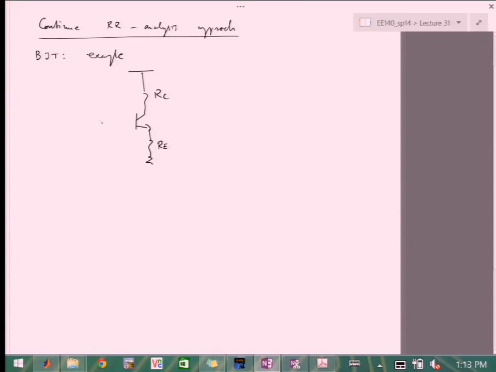So I'm going to draw a simplified example where I'm not showing the biasing network. Normally there will be some kind of biasing network over here, but we said those are going to be pretty large resistors anyway, so we can ignore them. OK, so this is the circuit. It's an emitter-degenerated common emitter configuration, and we're going to draw a small signal model of this.